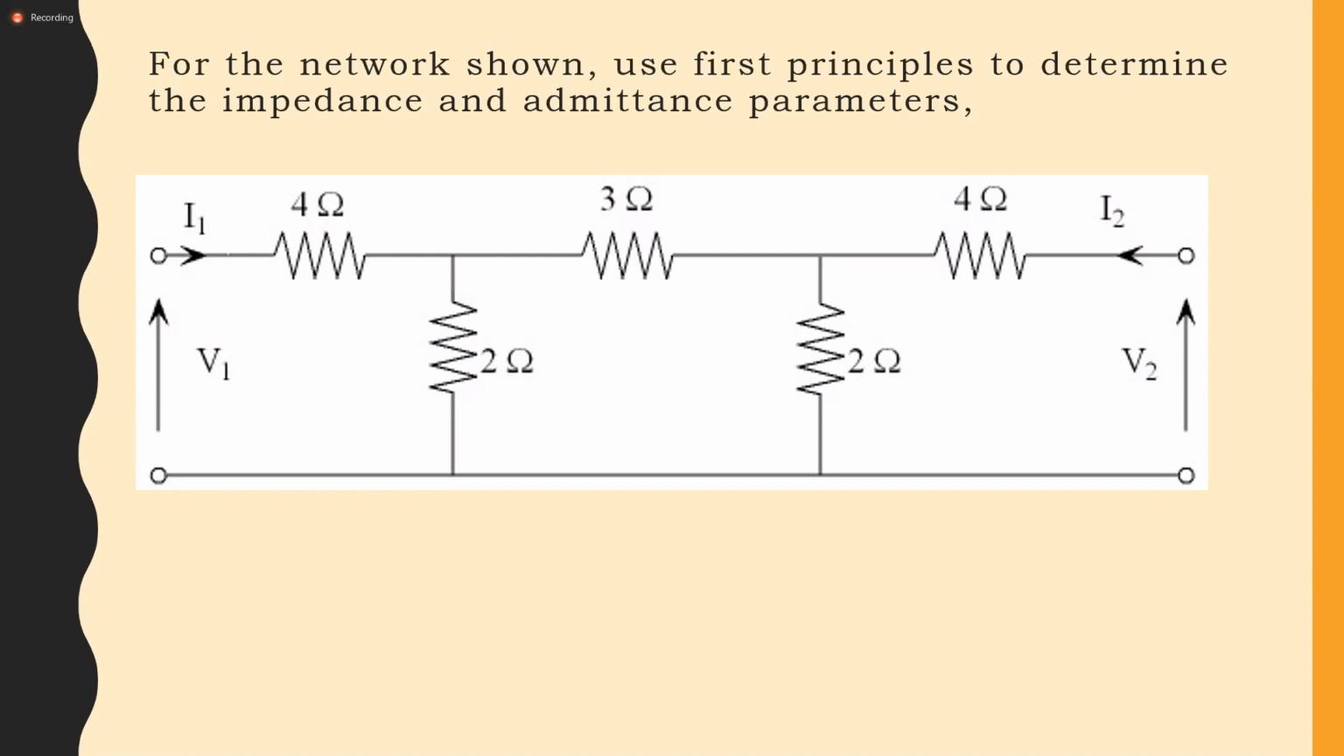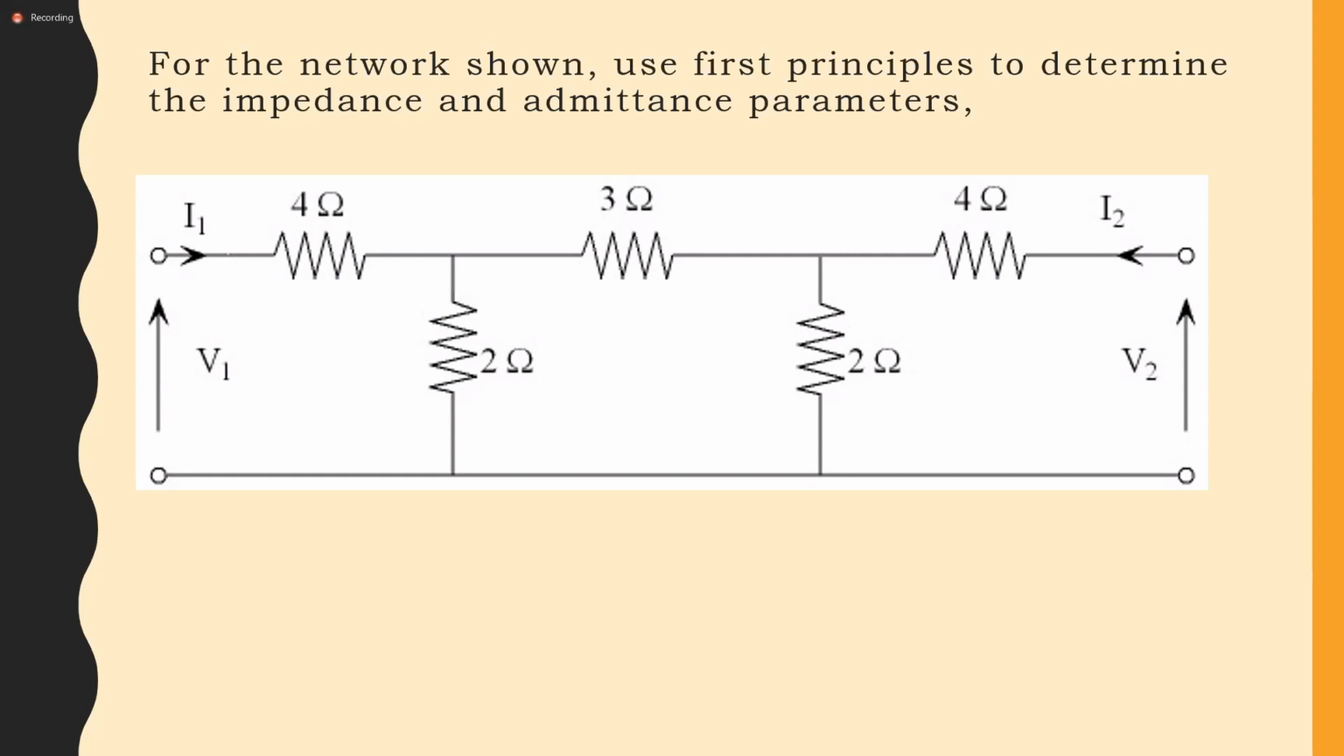All right. So for this network, the question asks us to determine from first principles the impedance and admittance parameters. Based on the fact that we are told we need to use first principles, it means that we need to start with a definition, or a basic equation.